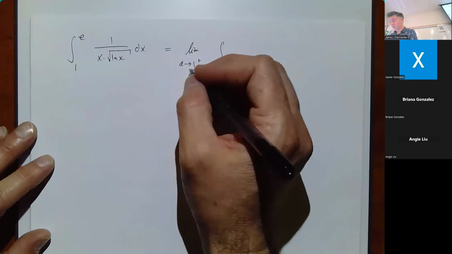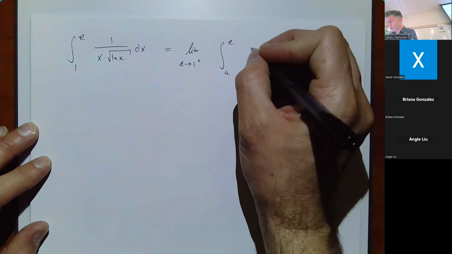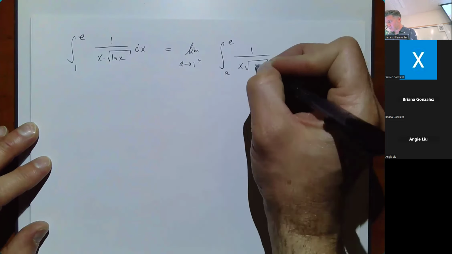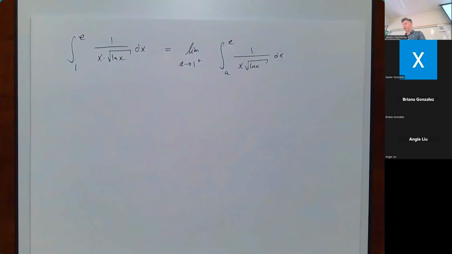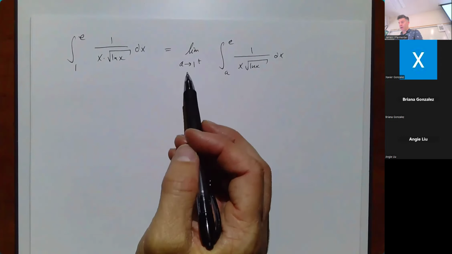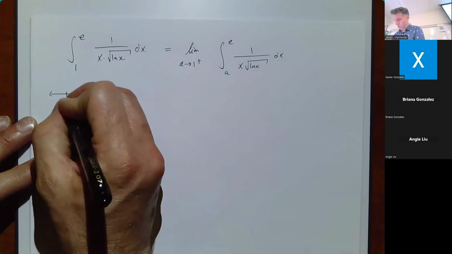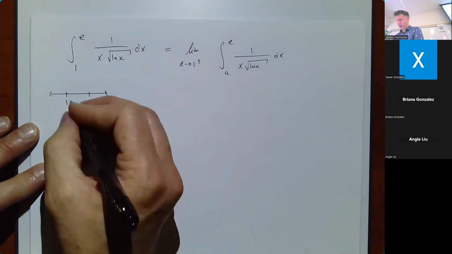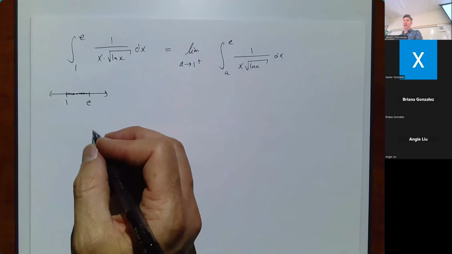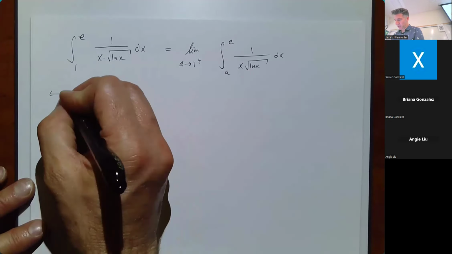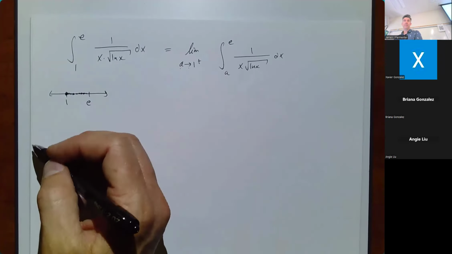Okay. Sorry, the limit as a approaches 1 from the right of the integral from a to e of 1 over x times the square root of natural log of x dx. Just to be super clear, I know no one's asked, but I'm going to say anyway. The way I know that I'm approaching 1 from the right is if I think about my interval of integration from 1 to e. Well, if I'm between 1 and e, I'm obviously on the right side of 1. So that's why I get to say a is approaching 1 from the right, because we're not on the other side.